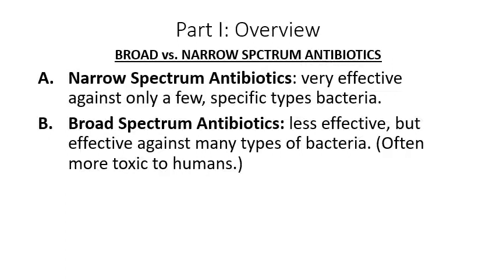So as I said, narrow spectrum antibiotics are very effective only against a few specific types of bacteria, whereas broad spectrum antibiotics are less effective, but they tend to affect many different types of bacteria. They tend to be more toxic to humans, which is why we haven't just given up on the narrow spectrum antibiotics. And every time somebody gets sick with a bacterial infection, why don't we just give them broad spectrum antibiotics? Why do we go through this?